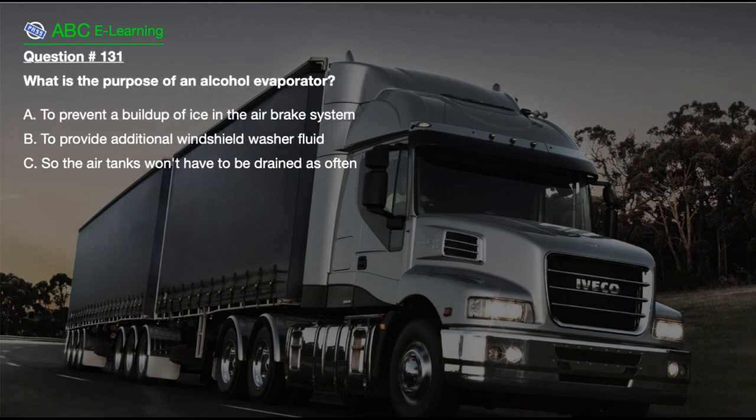Question number 131. What is the purpose of an alcohol evaporator? A. To prevent a buildup of ice in the air brake system. B. To provide additional windshield washer fluid. C. So the air tanks won't have to be drained as often.